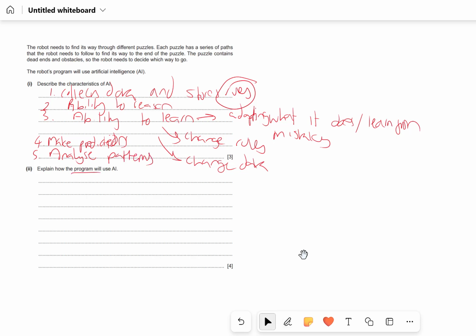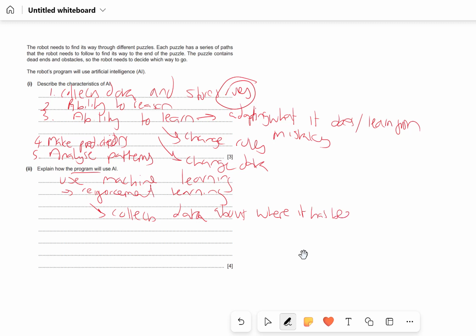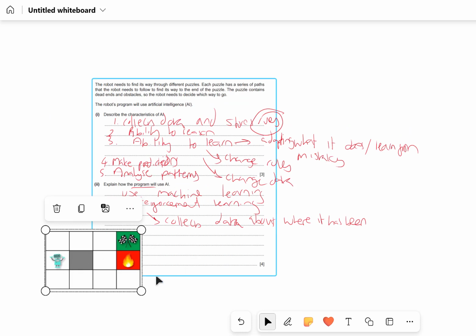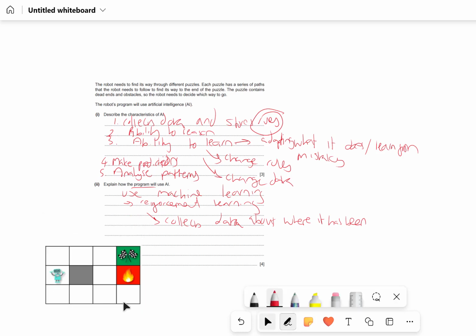So how will this program of a robot going for a puzzle work? Use AI. It uses machine learning. It will use reinforcement learning, which is a type of machine learning. Collects data. So that's what it will do. The agent will collect data about where it has been. So for example, this bot, which is the agent, the robot is the agent in this maze, its job is to complete the maze. It would experiment, it'll go in different directions, it'll collect data, so it'll know that going that way doesn't work, so it'll learn from those mistakes.